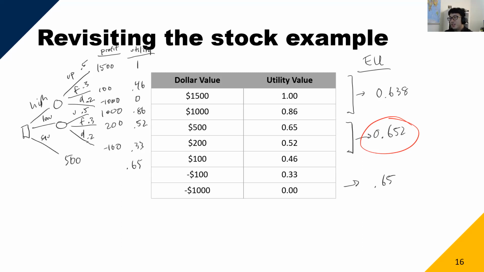And you can imagine that the utility function could be totally different for different people and for different companies, and therefore it broadens the way that you could calculate preferred outcomes in a decision tree.